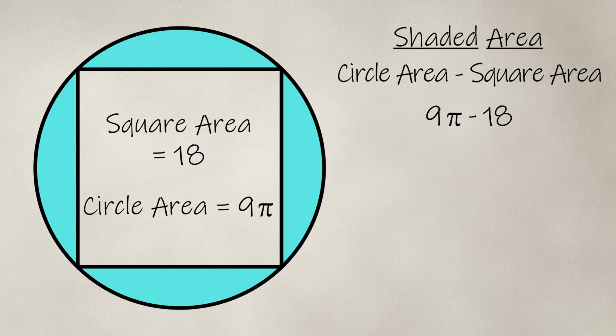Now, if you need a decimal value, maybe for a real-world application, or your teacher wants it rounded, here's how. 9 times pi is approximately 28.27, and 28.27 minus 18 equals approximately 10.27 square units. And there you have it.